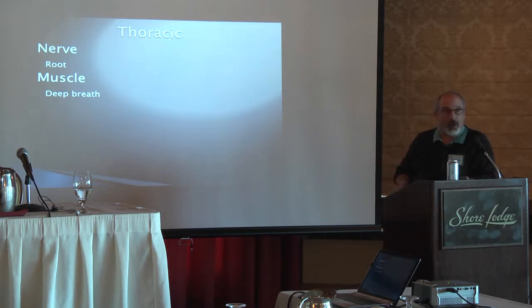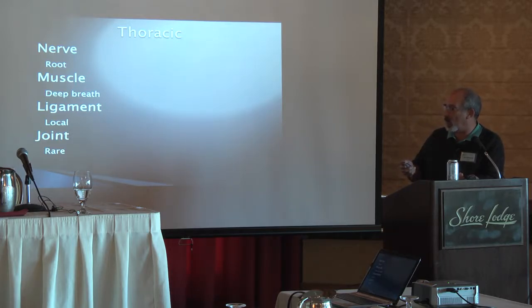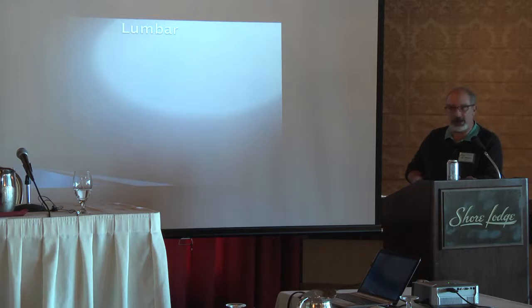People who have muscle problems have problems with deep breathing because their muscles are spasming, and your thoracic muscles help with deep breathing. They stabilize your ribs so that you can take a deep breath. Again, local problems are ligaments, and rarely do we see thoracic level joint problems, with the exception of people who have inflammatory diseases unrelated to trauma.